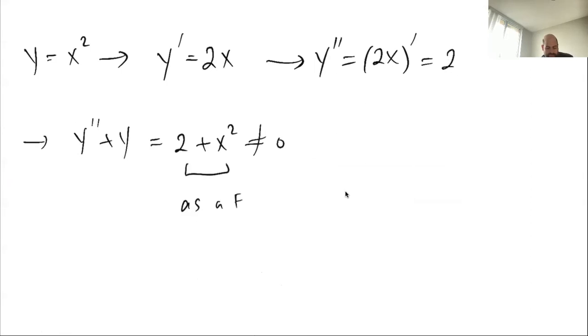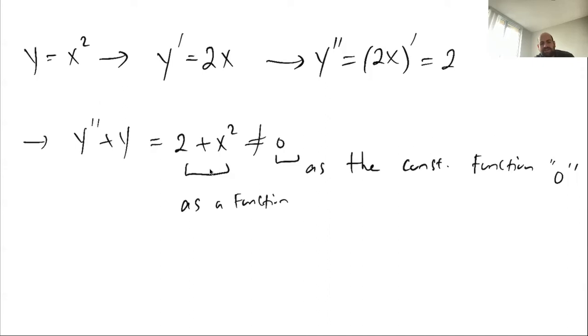As a function, this 0 also means the constant function 0. So this one as a function is not equal to 0. But this one is not 0 for every x, right? 2 plus x squared is non-negative. So 2 plus x squared is not 0 for every x.